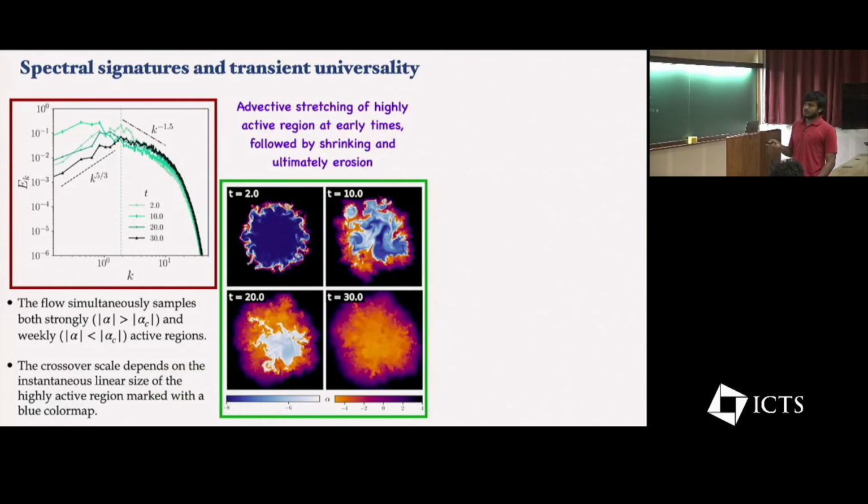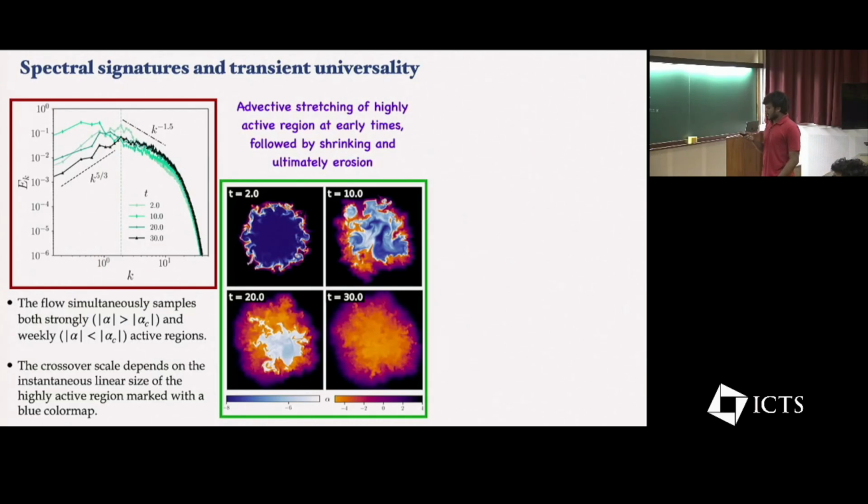Since this is a two-way coupling model, we can look at the active scalar field. Initially, since the turbulence is very strong inside this patch, it continuously stretches and folds the fluid itself, and this crossover scale is somewhat related to that stretching length scale. And as the activity spreads, the turbulence becomes weak, and you start to see this universal regime shrinking.